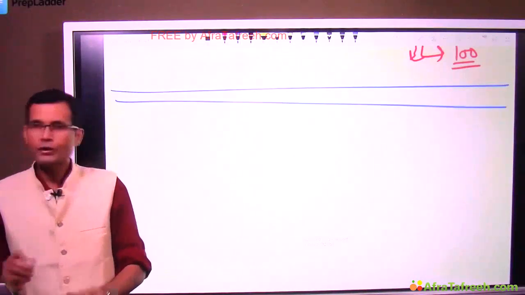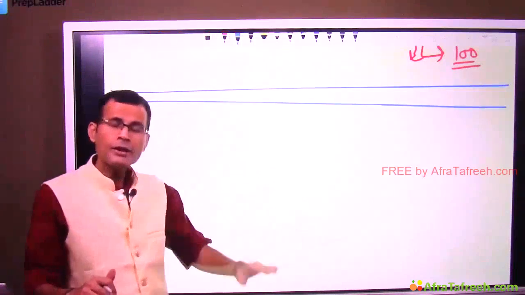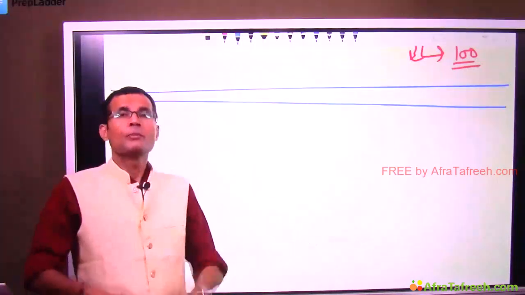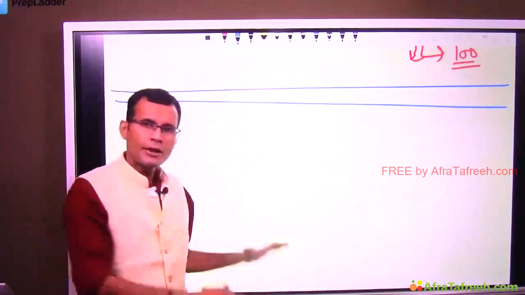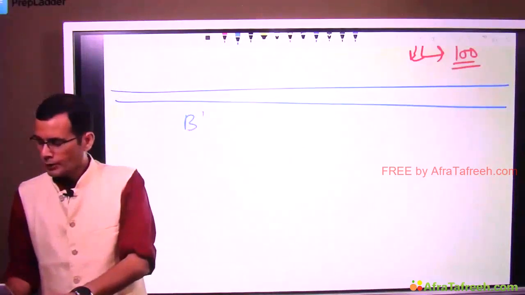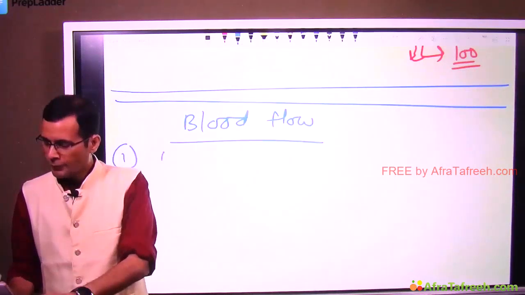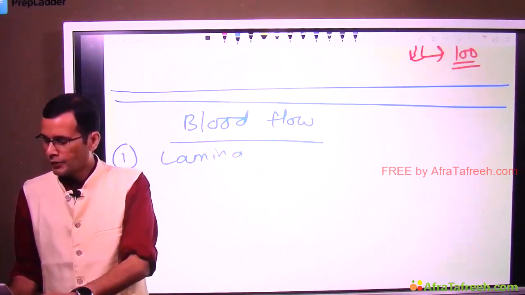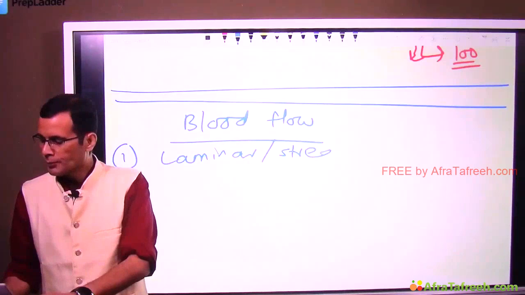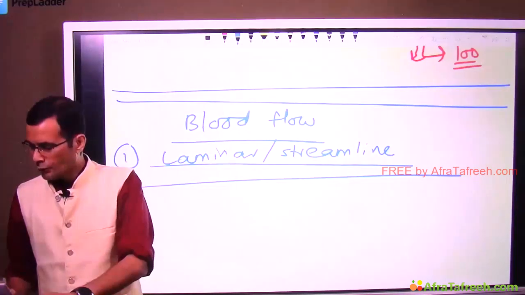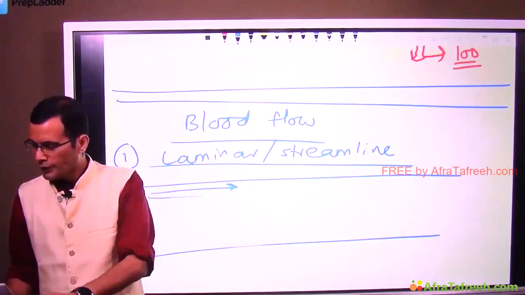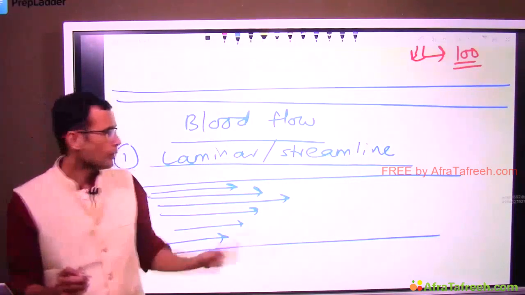We have done it already in the section of blood flow, but just as a revision, I'm doing it again here. The blood flow is of two types. First type of blood flow is laminar, also called as streamline blood flow, which is laminae of blood which are slipping past each other. So blood flows like this.